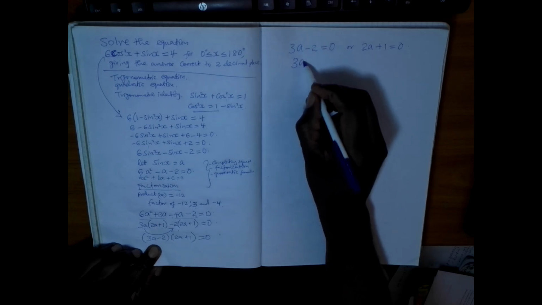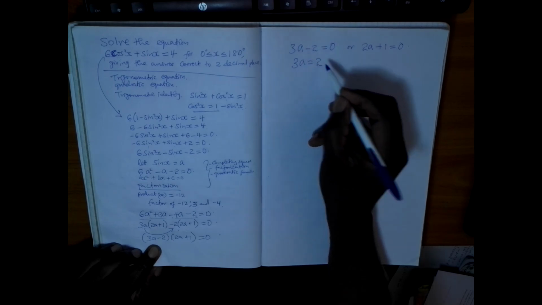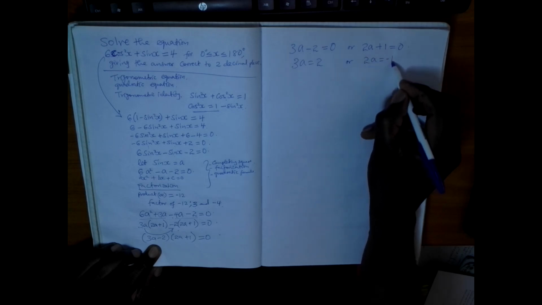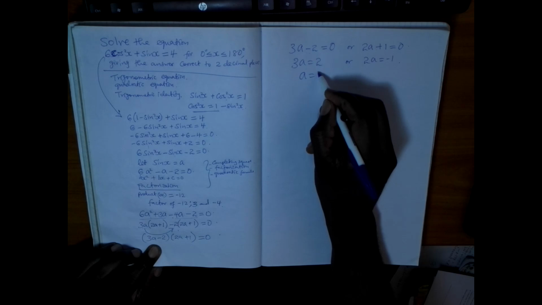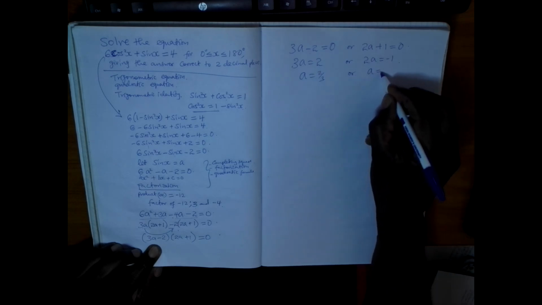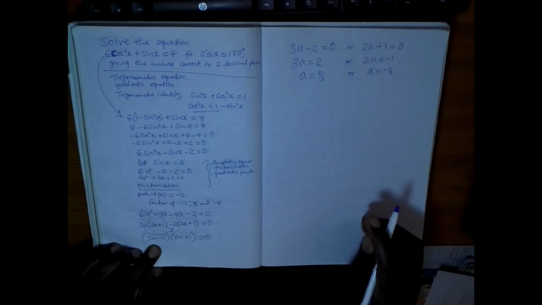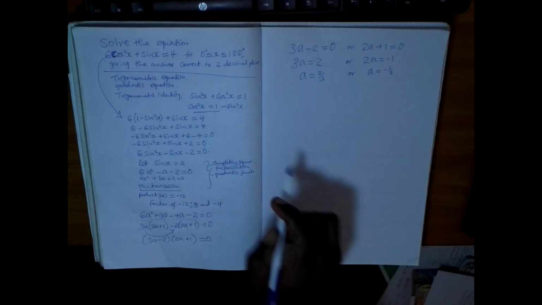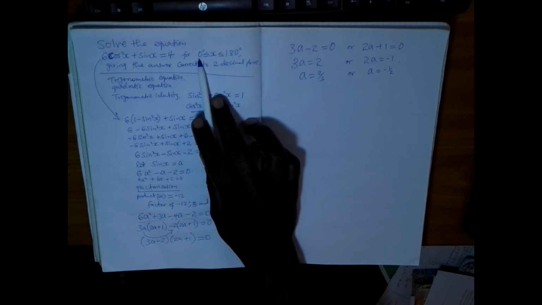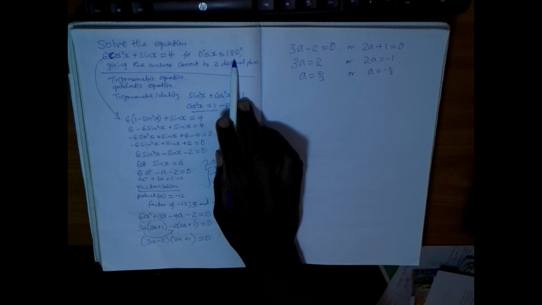Therefore, we have 3a is equal to 2, and in the other case, 2a is equal to minus 1. So here a is 2/3, or here a is negative 1/2. But you have been given the range for the values of x from 0 degrees all the way to 180 degrees.